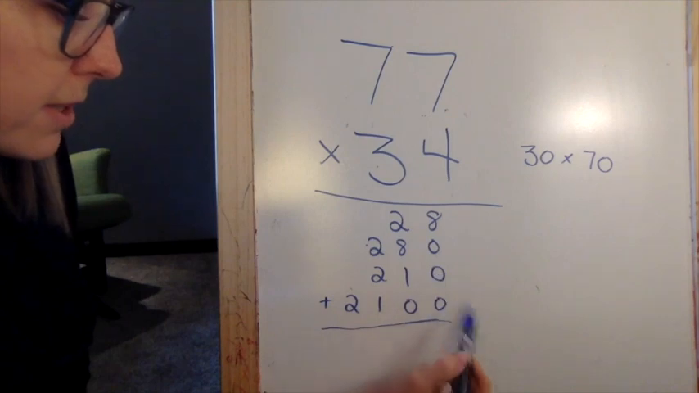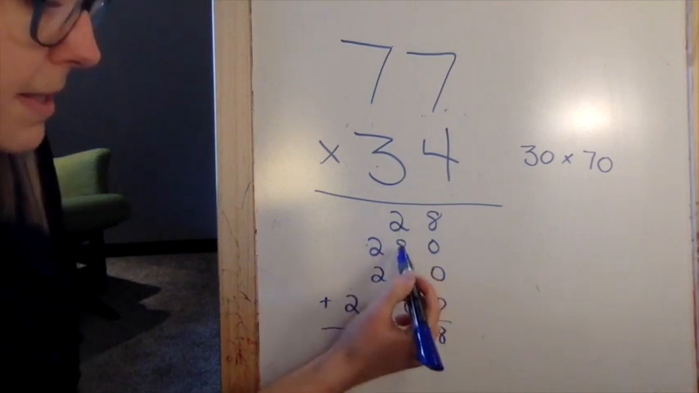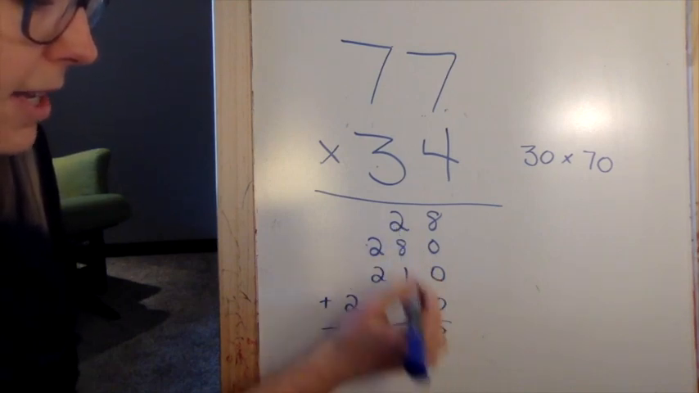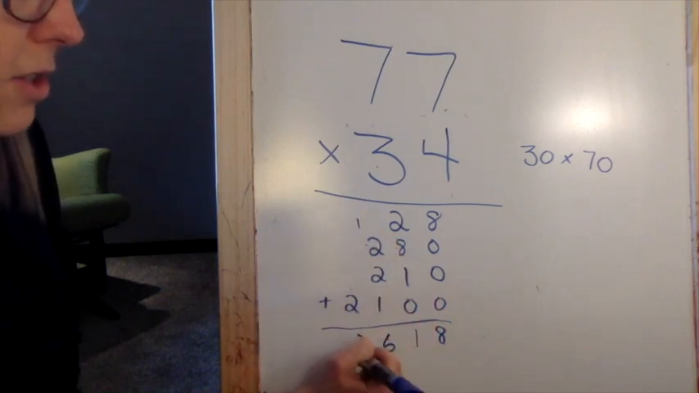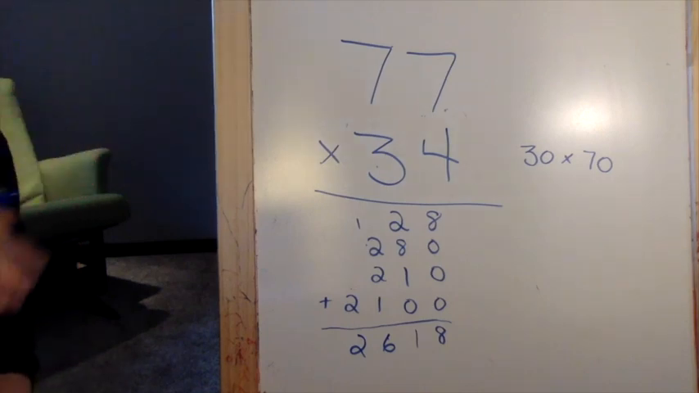Okay, 8, 0, 0, 0 is 8. 2 plus 8 is 10. 1 more is 11. 2 plus 2 is 4. 5, 6, and 2. So 2,618.